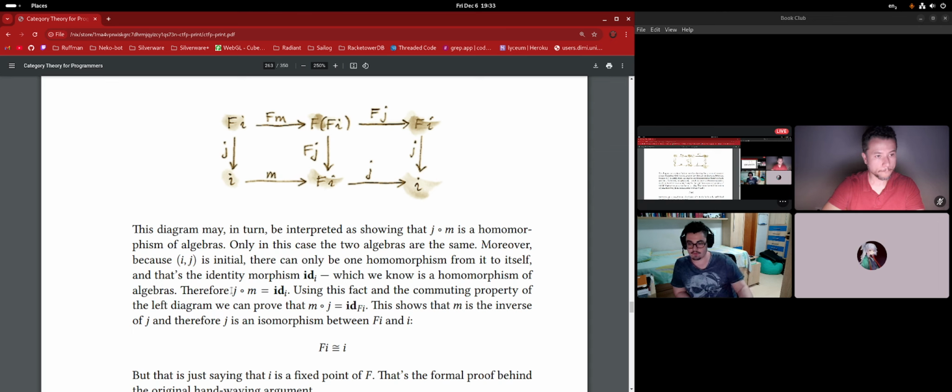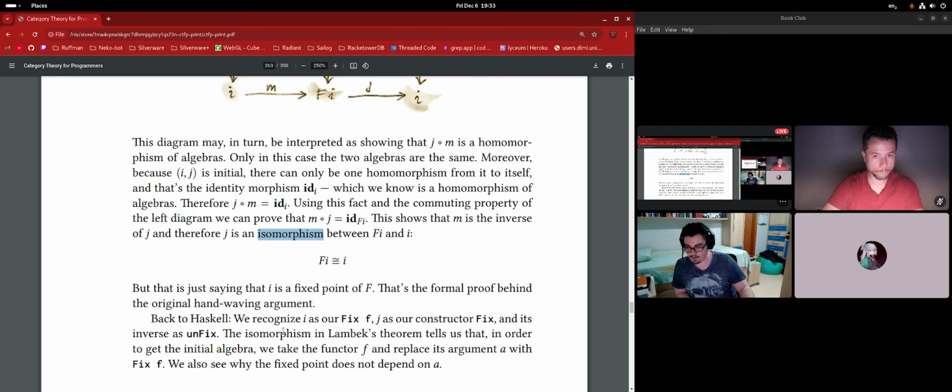When we are talking about isomorphism, we need to define the other direction, but we already did. It's J and M. Cool. But I'm just saying that I is a fixed point of f, right? So this is essentially saying that I is a fixed point of this thing, and that's basically the proof side of the hand waving argument.